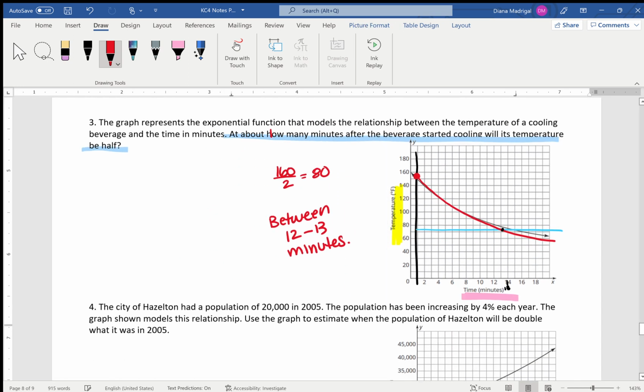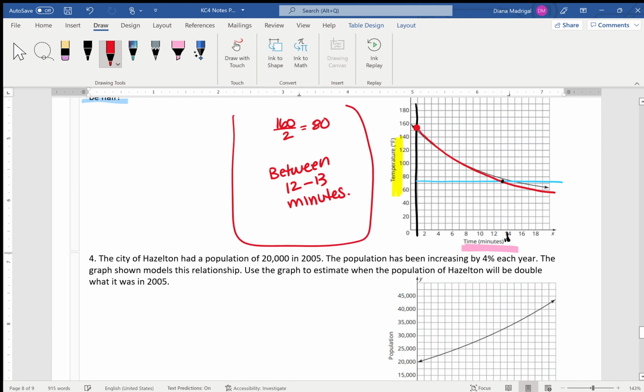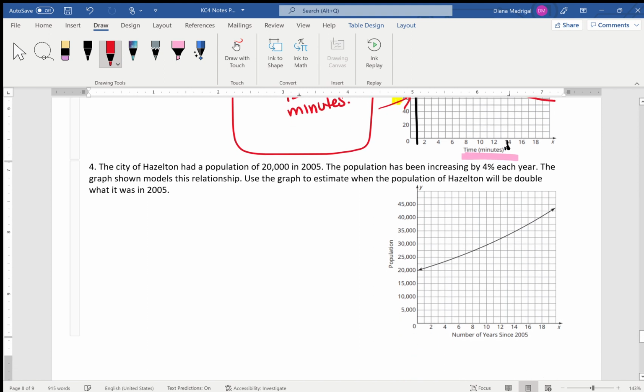So I need to do the other one, and then that's it. That's all I'm looking for, basically. And then you need to draw the line, the new line, and then that's it. Okay? So go ahead and try number 4. Okay, let me help you out. It's asking you to use the graph to estimate.